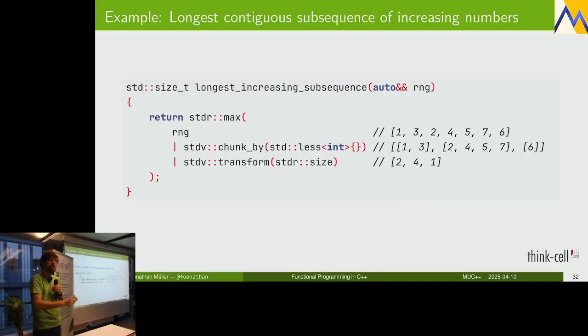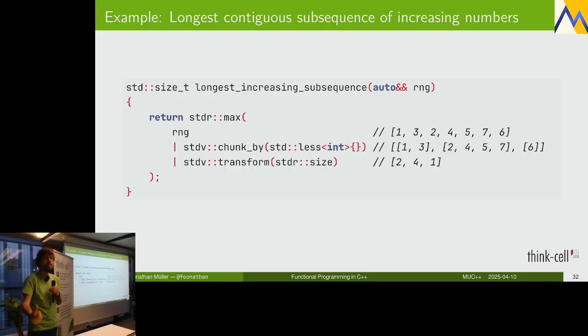Then it asks for 3 and 2, but 3 is greater than 2, so we split the subsequence here, and the first element of the chunk by view is the subrange 1, 3. Then we start a new one beginning at 2. We keep adding elements as long as the current one is less than the next one. That's our second element. And then finally, we've got the lone 6 at the end. So the result of range piped into chunk by is a range consisting of 3 elements, and each one of those ranges is a chunk of the original one.